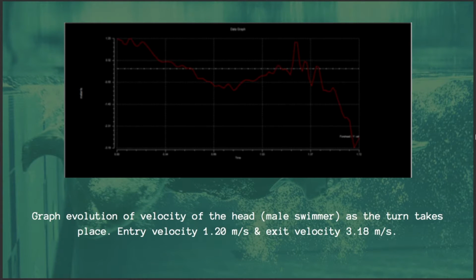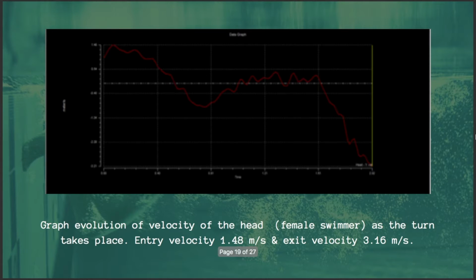For the male athlete, we can see the following graph. This is the evolution of the velocity of the head as the turn takes place. His entry velocity is 1.20 meters per second and his exit velocity is 3.18 meters per second. For the female athlete, the following graph was displayed. Her entry velocity was 1.48 meters per second and her exit velocity was 3.16 meters per second.